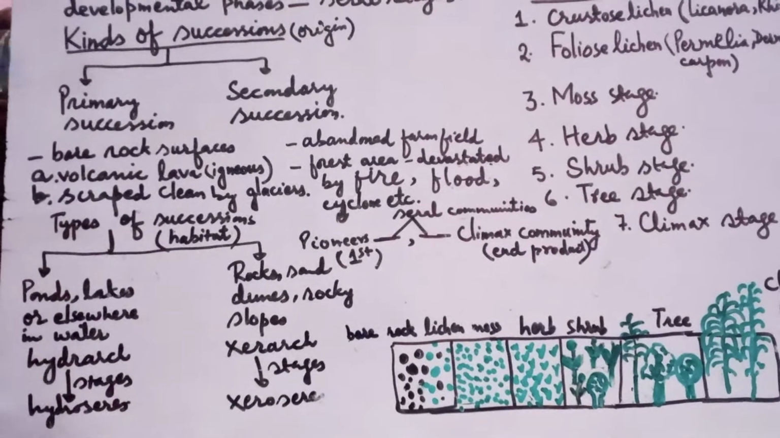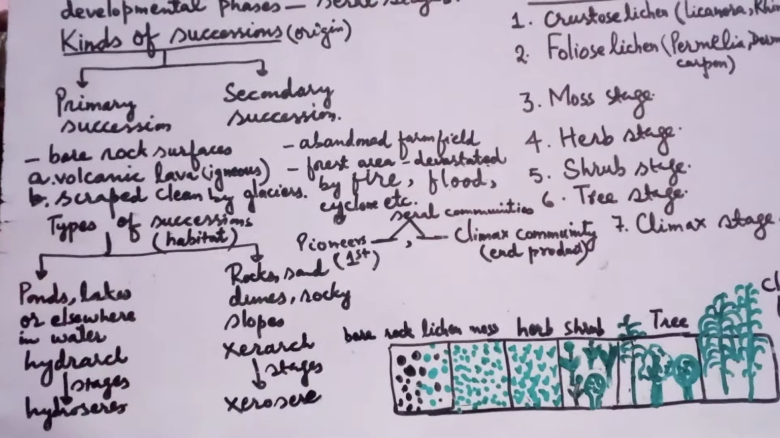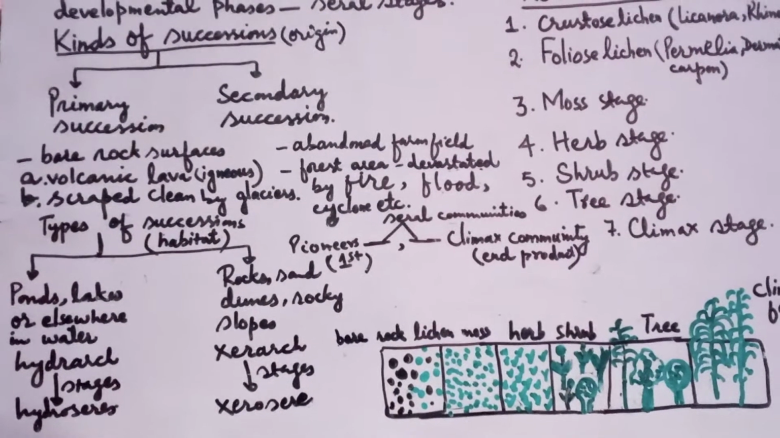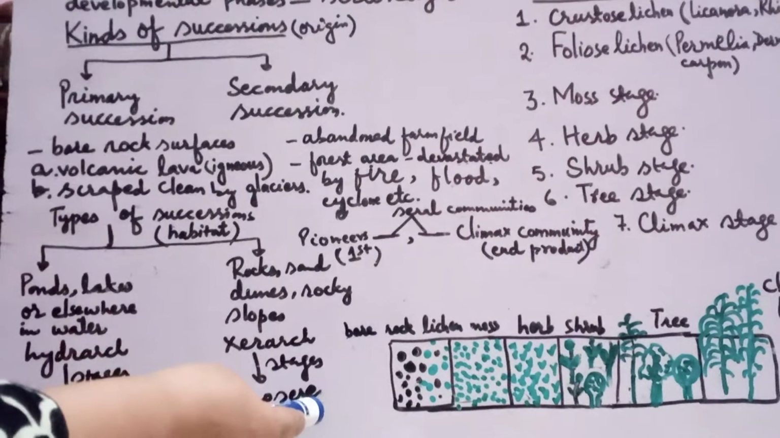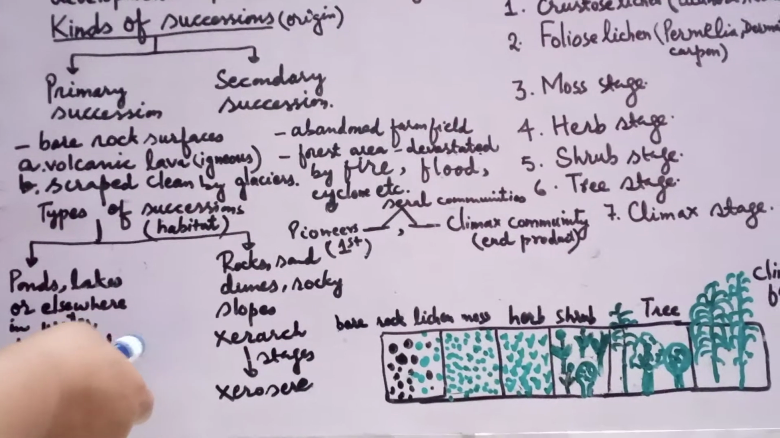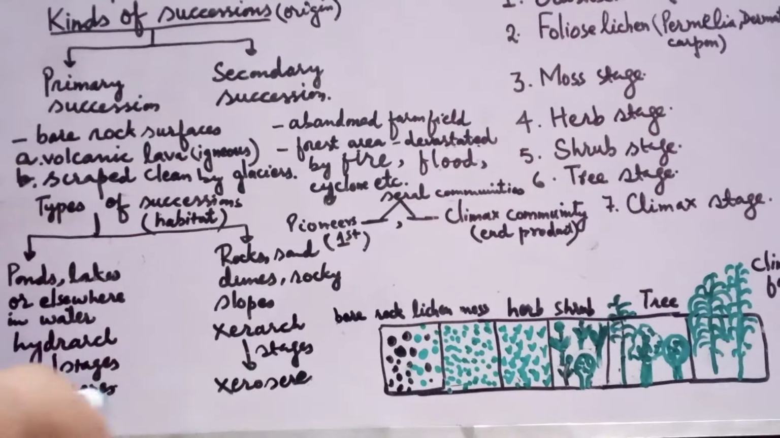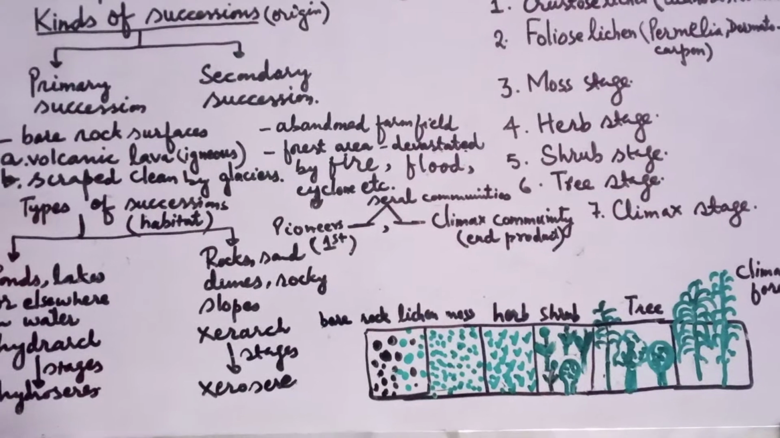Xeroseres. So a succession which develops on dry land is called what? Xerarch. Or stages are called what? Xeroseres. And if it develops in a place where water is present, then it is called what? Hydrarch or hydroseres.